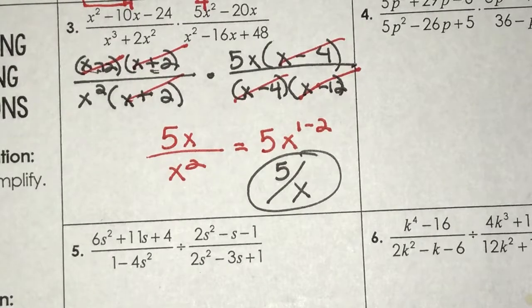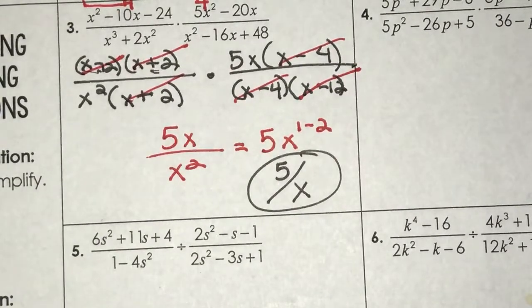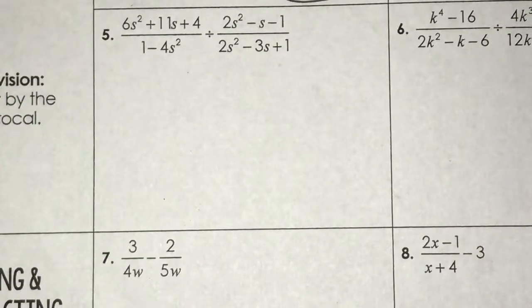So again, what's the hardest part today? I mean, all we're doing is slashing things after we factor. So factoring, right? You're just cutting things out after you factor. So factoring is still the skill that's going to take the most time. All right, number 5, let's do that one.